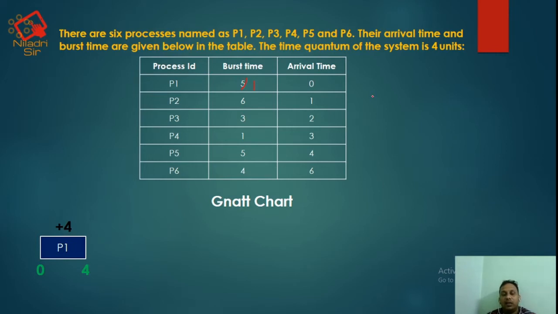Next, P2 will come. P2 burst time is 6, so it will execute for 4 units. It will start at 4 and will continue till 8. Now 6 minus 4 will be 2.